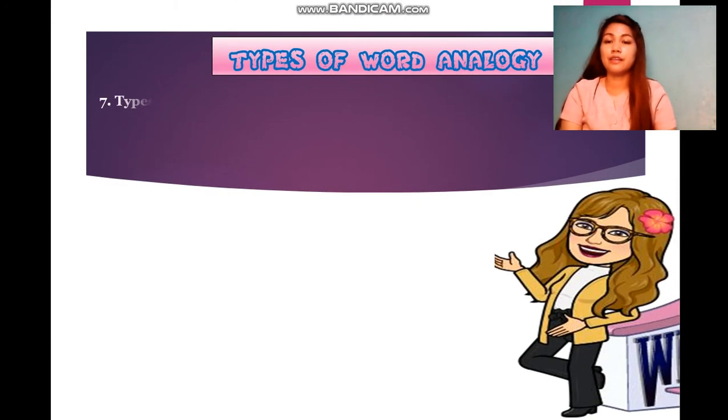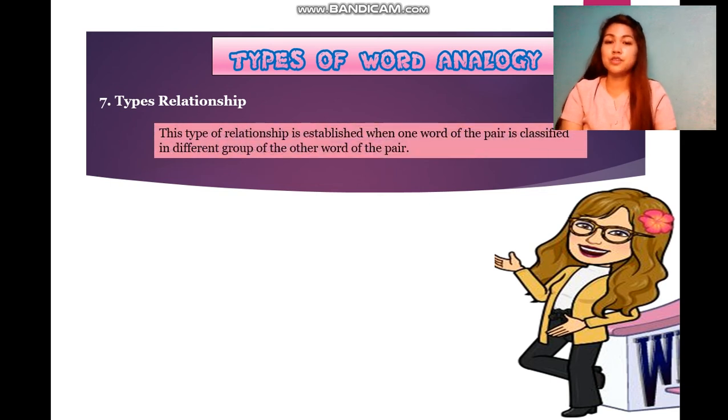Number 7. Types relationship. This type of relationship is established when one word of the pair is classified in a different group of the other word of the pair. This type of analogy is based on biological, physical, or any other classification. In such problems, the first word may be classified by the second word or vice versa.